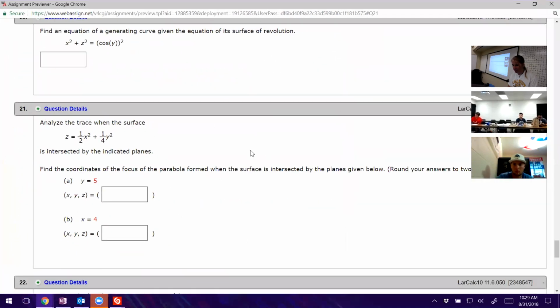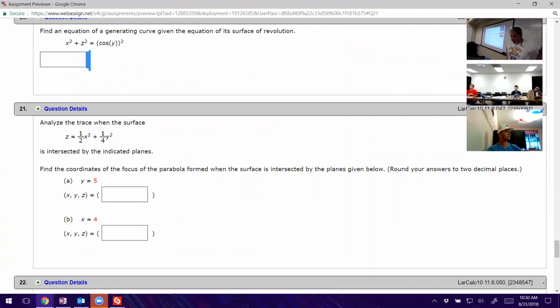You would here or here? All right. Analyze a trace when the surface is intersected by the planes. I'll put it here for now. Find the coordinates of the focus of the parabola. Okay.